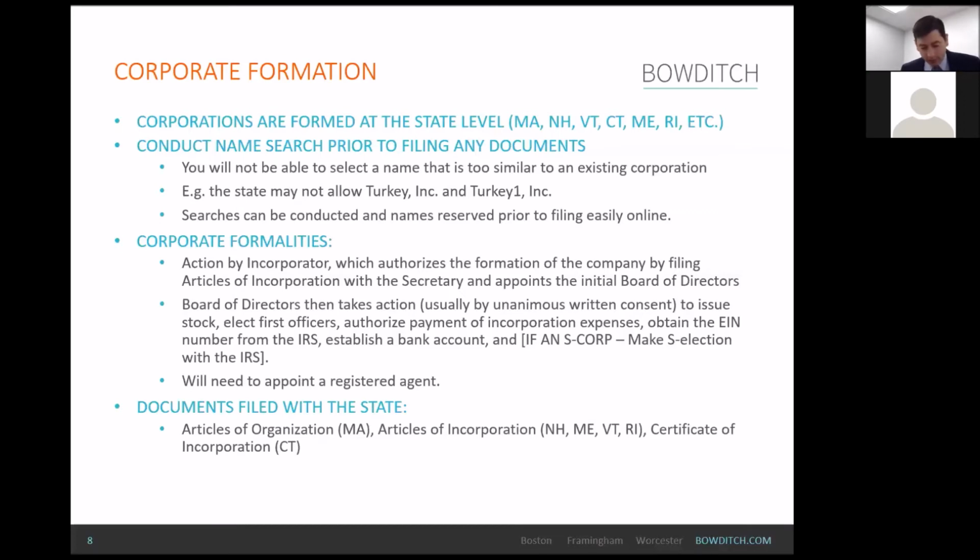So in order to file in Massachusetts, these are all more or less the same documents that you're going to file, but the documents filed with each state have different names, even though they do the same thing. So in Massachusetts, you're filing articles of organization. New Hampshire, Maine, Vermont, Rhode Island, articles of incorporation, and certificates of incorporation in Connecticut. Just more or less different names for the same document, but it does underscore the fact that there are different corporate laws in each jurisdiction, and if you're going to file in one place over another, you should probably familiarize yourself with the terminology and the underlying law in that jurisdiction.